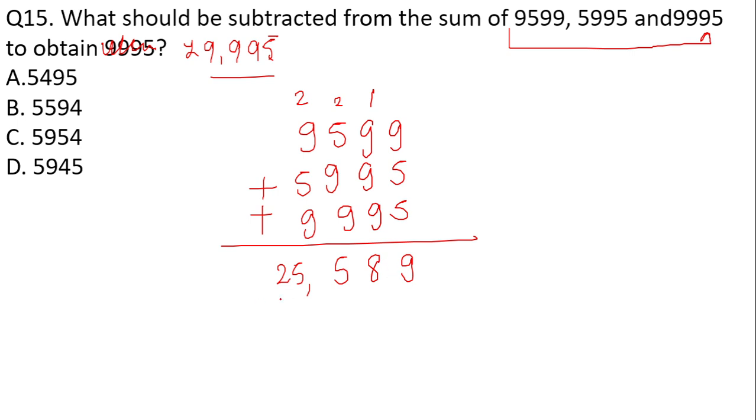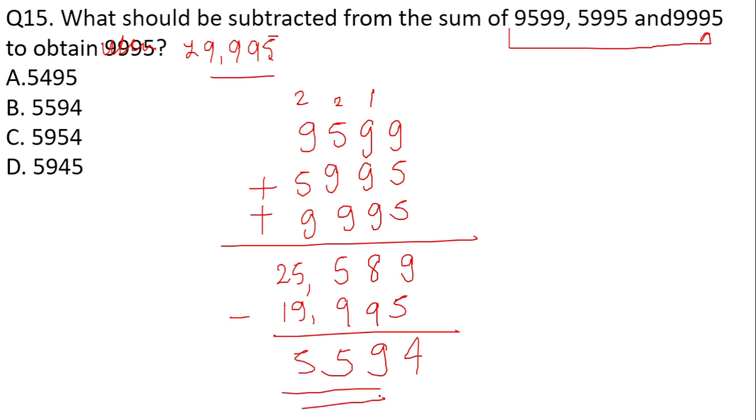So what should be subtracted from this particular number? Okay, what should be subtracted from the sum of all the numbers to obtain 19,995? Let us subtract this number from this larger number. We'll get the value. That is 5,594 should be subtracted from this number, that is 25,589, to get 19,995. So the correct answer for the given question is option number B.